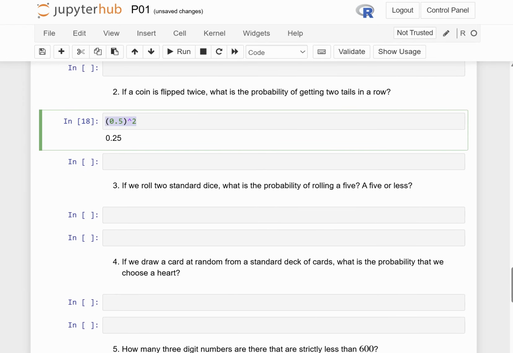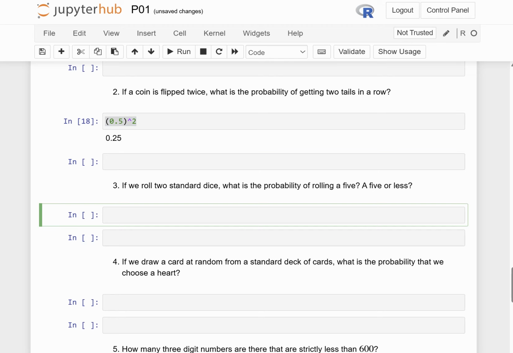If we roll 2 standard dice, what is the probability of rolling a 5 or less? Now, I'm wondering exactly what this means. I believe this is the Monopoly dice roll. Okay, so in a code cell, the hashtag is a comment, so I can say assume this is the Monopoly dice roll where we take the sum of the 2 values.